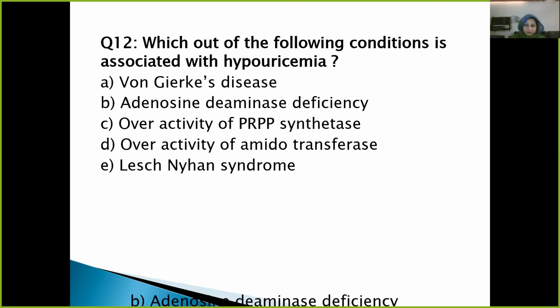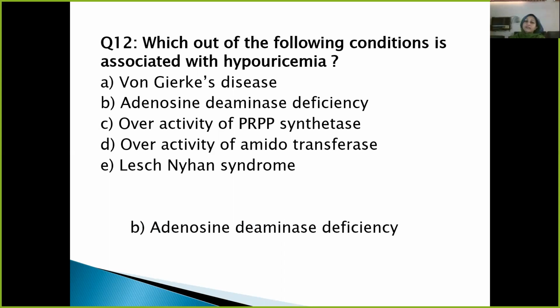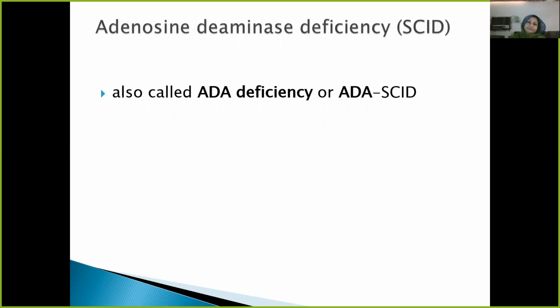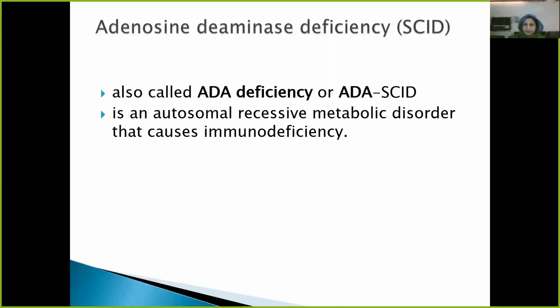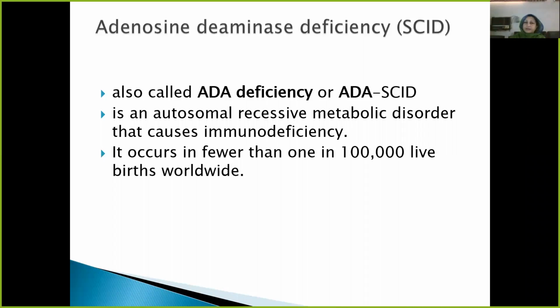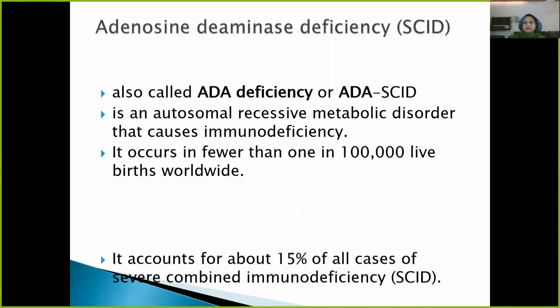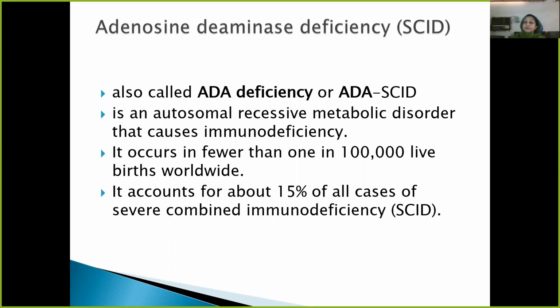Good. Adenosine deaminase deficiency is also called ADA deficiency or ADA SCID. It is a variant of SCID, severe combined immunodeficiency syndrome. It is an autosomal recessive metabolic disorder that causes immunodeficiency, and it occurs in fewer than 1 in 100,000 live births worldwide. Accounts for about 15% of all cases of SCID.